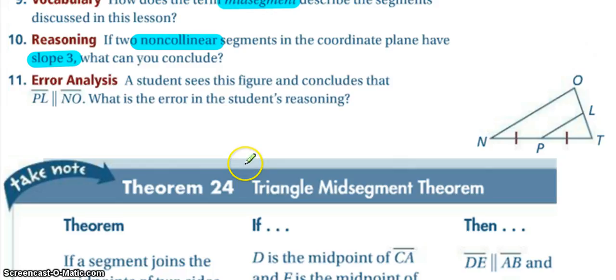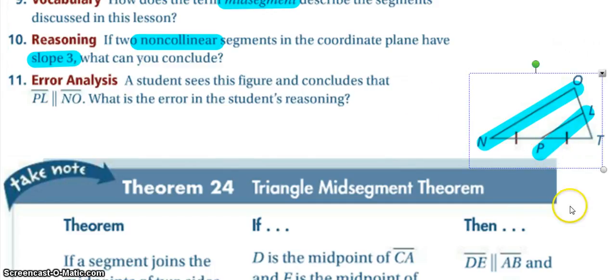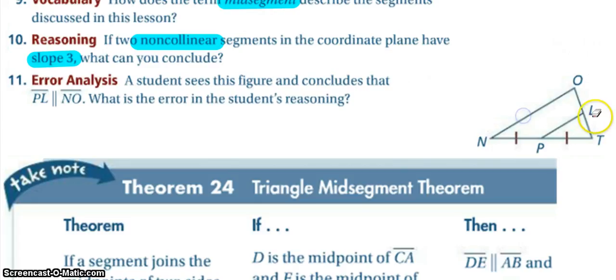And in 11, your friend, or a student, says that PL is parallel to NO. Now, what mistake are they making? They've overlooked something here. And the issue is, I see that P is a midpoint, but I do not know that L is a midpoint. So we cannot prove that these are parallel unless I know that L is a midpoint.